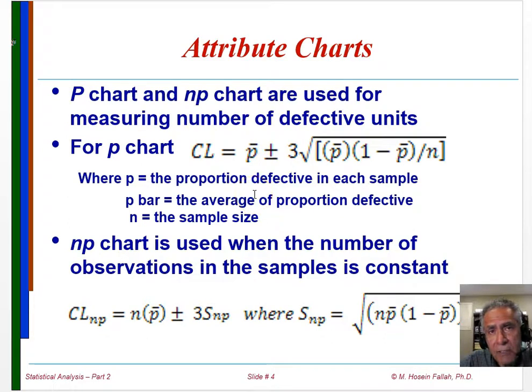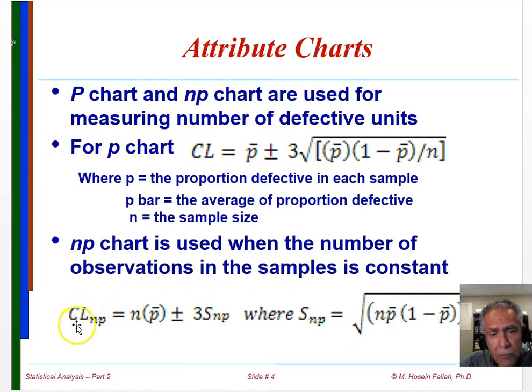If the size of the sample is the same in all the samples, in other words, we're looking at the number of defectives in sample 1 that was 100 units, and sample 2 that was also 100 units, and sample 3 that was 100 units, and so forth, then we use an NP chart, which is essentially scaling the P chart to the size of n.